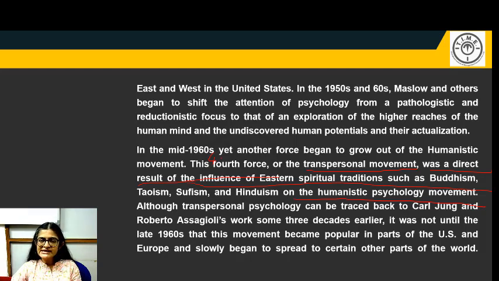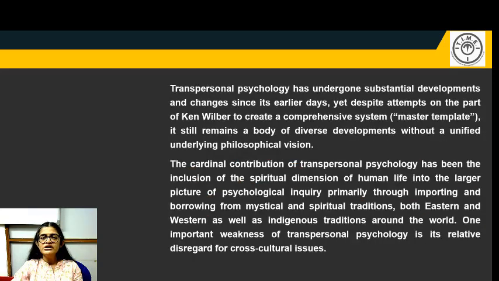Although transpersonal psychology can be traced back to Carl Jung and Roberto Assagioli's work some 3 decades earlier, it was not until the late 1960s that this movement became popular in parts of the US and Europe and slowly began to spread to certain other parts of the world. So this movement became popular in the late 1960s, though it has its origins much earlier.